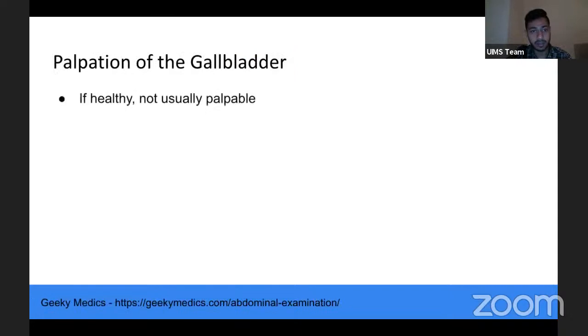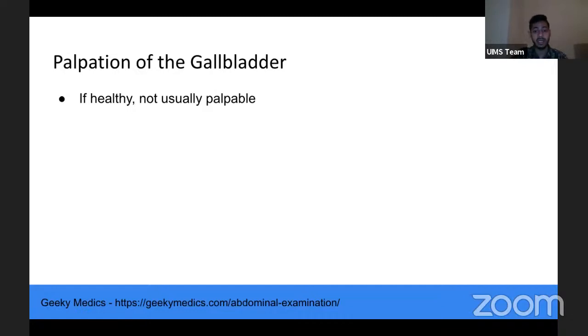So after the liver, logically we would try to palpate the gallbladder. In terms of palpating the gallbladder, if you're a healthy individual, it's not palpable and it shouldn't be palpable. However, if there is a palpable gallbladder, it usually suggests enlargement secondary to biliary flow obstruction. So this could be gallstones, could be infection, cholecystitis, and it can also be pancreatic malignancy as well.